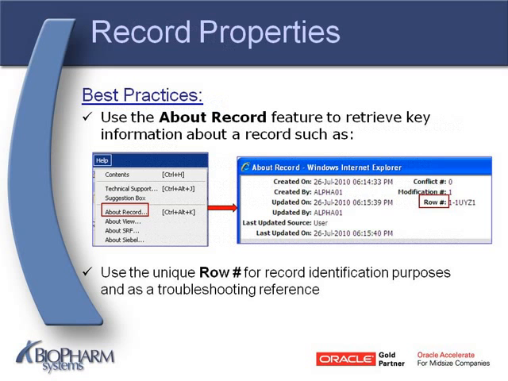The row number is a unique ID for each record in the application and is not duplicated anywhere else. Knowing the row ID will allow you to return to a specific record with complete certainty and is also useful when troubleshooting a record-related application issue.